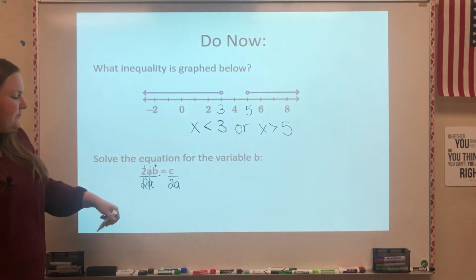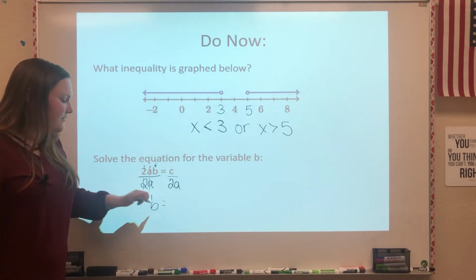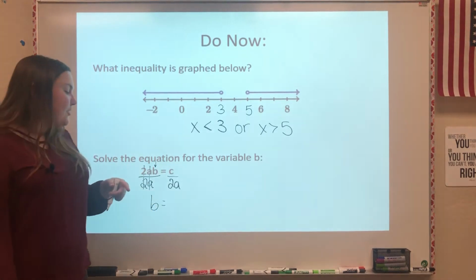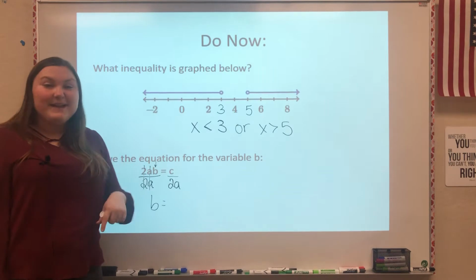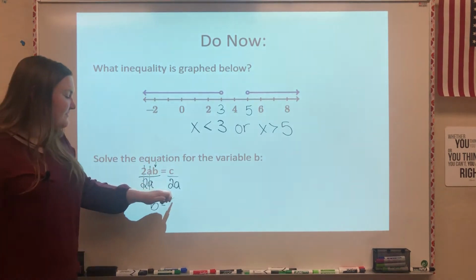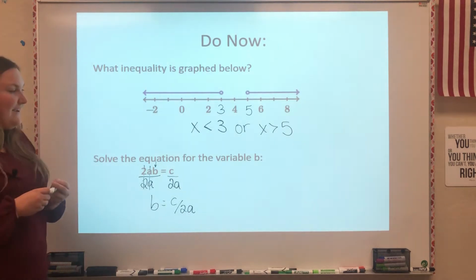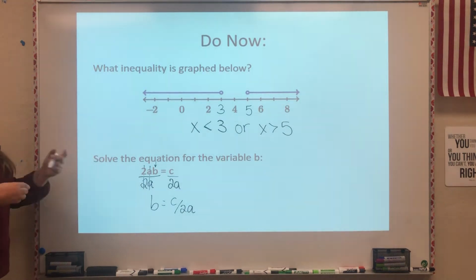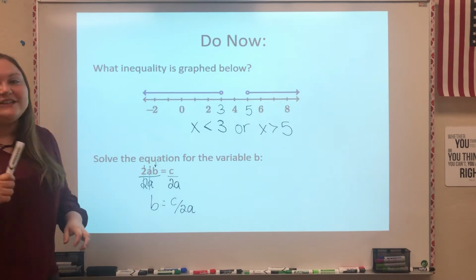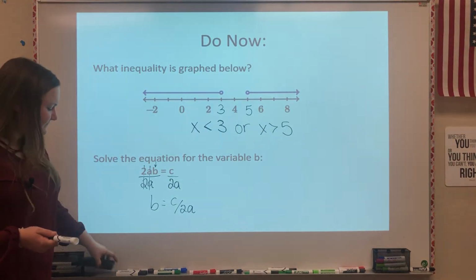So over here, that 2a cancels out, and I'm left with b equals. On the right side, I've got c over 2a, or c divided by 2a. I can't do that division, so I'm just going to keep it as c over 2a. And that would be my final answer. So this was a review question from our lesson on literal equations.